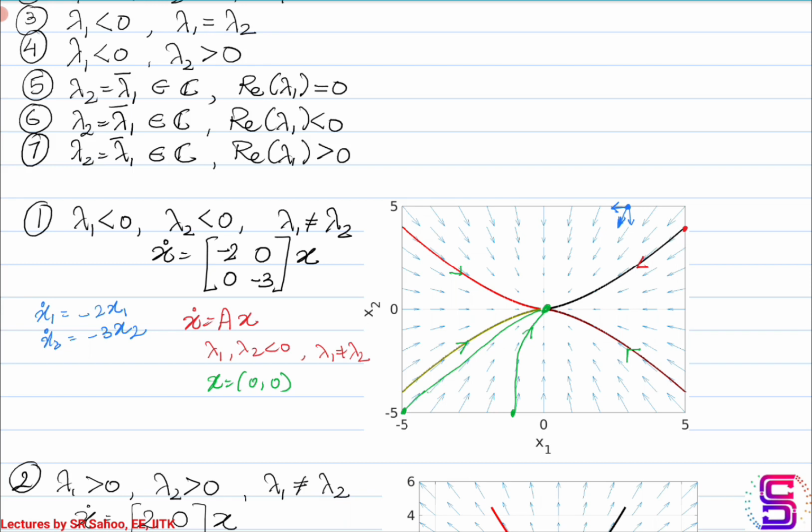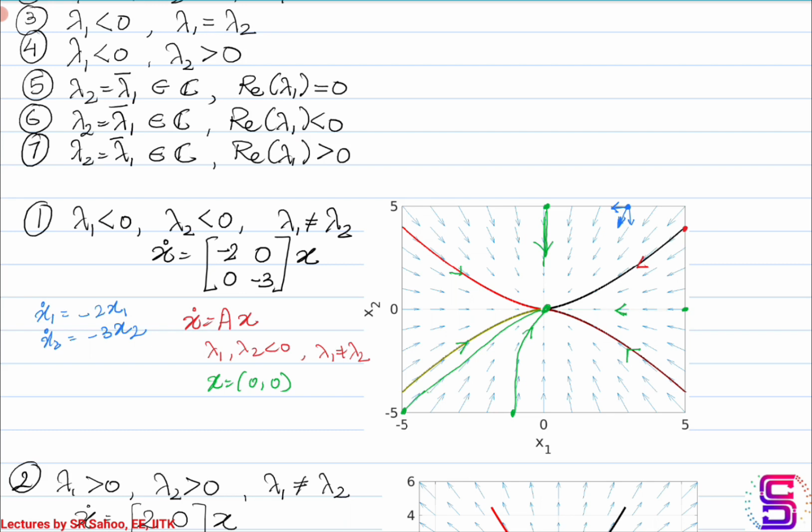Now observe what happens when the initial condition says that you start on the x1 axis. So suppose you start here and this initial condition is 5, 0. In this case, for this particular system we see that it continues to evolve along the x1 axis only. Similarly, if you start on the x2 axis, let's say here, you see that the trajectory will evolve along the x2 axis only in this particular example.